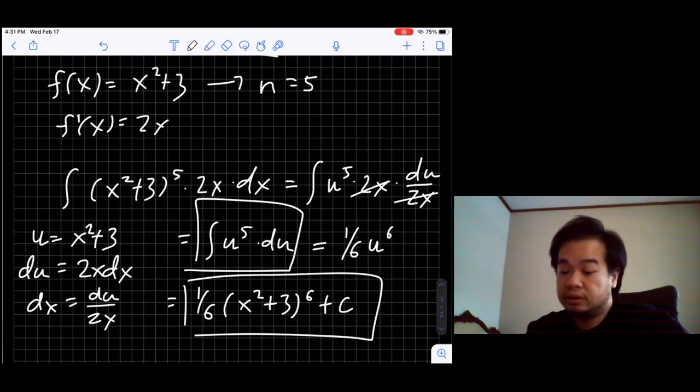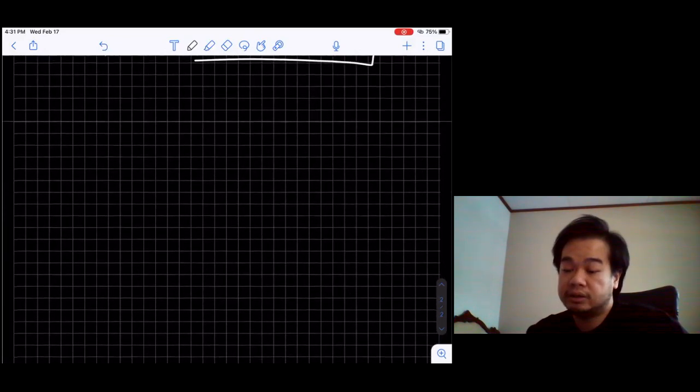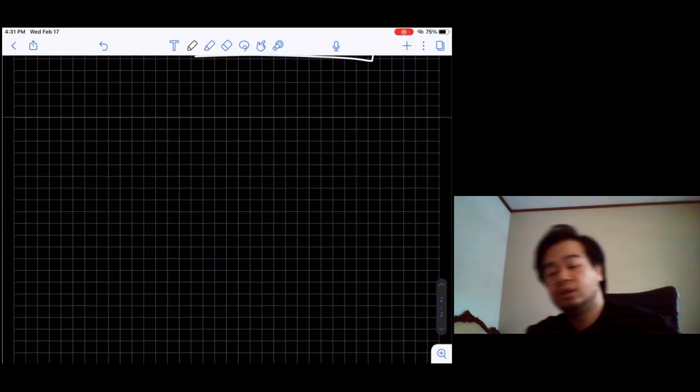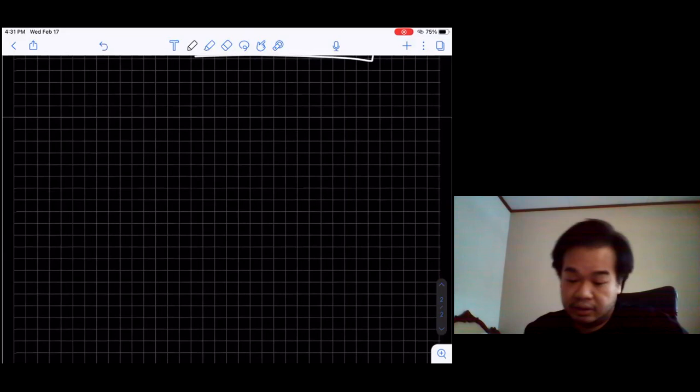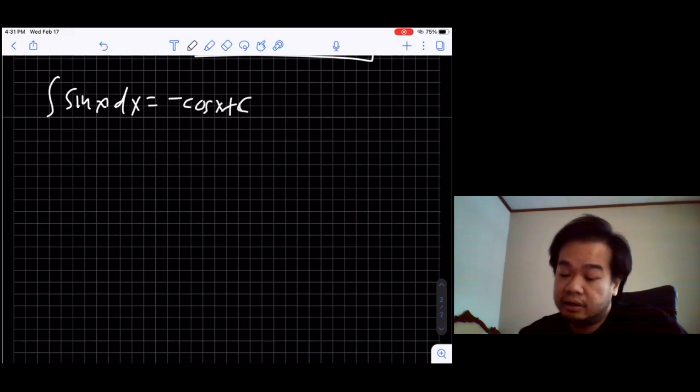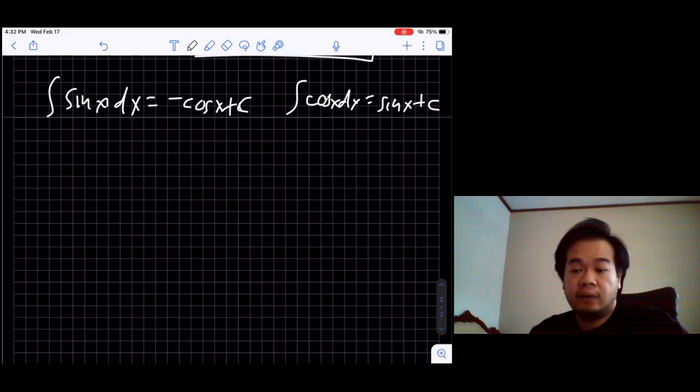So now I want to discuss another thing. You have known the integral of sine and cosine, right? The integral of sine x dx is equal to negative cos x plus c. And the integral of cos x dx is equal to sine x plus c. Okay. Now, how about the integral of the other 4 trigonometric functions? Let's say tangent, cotangent, secant, and cosecant. So let's start with tangent.